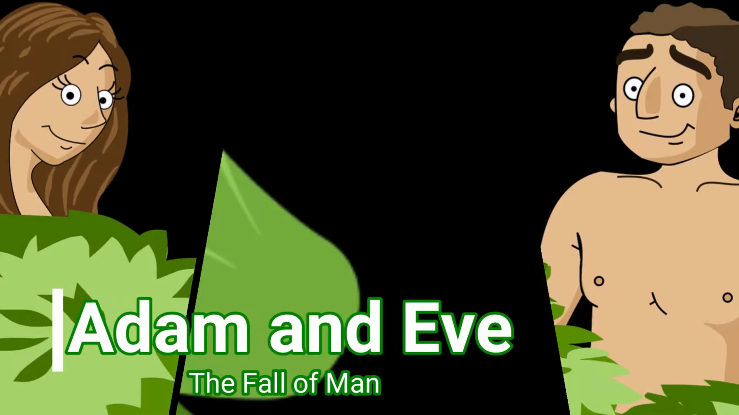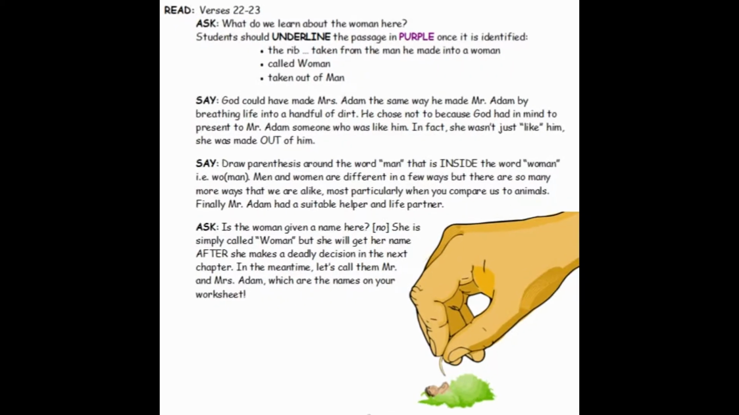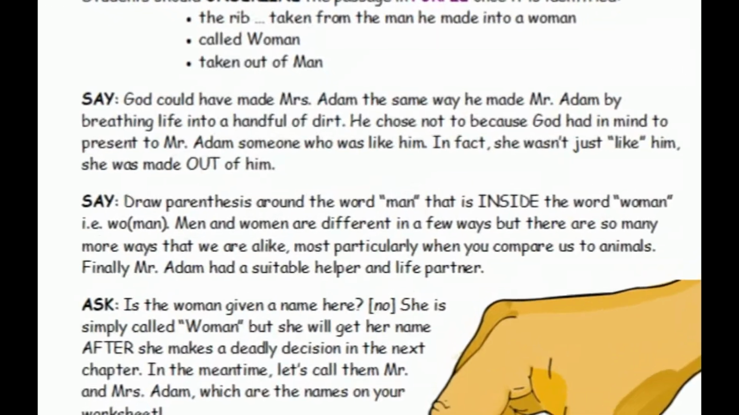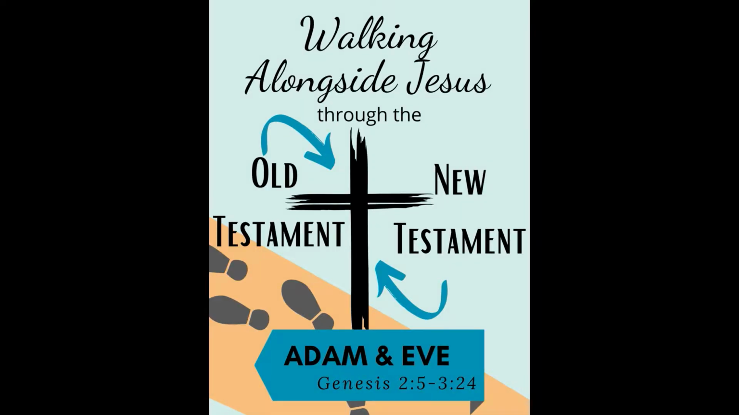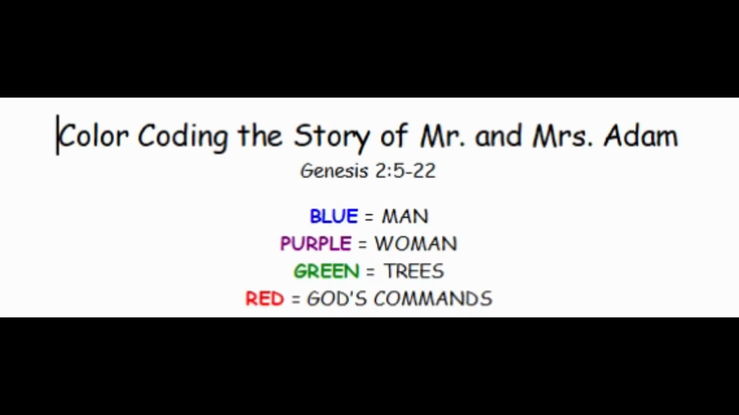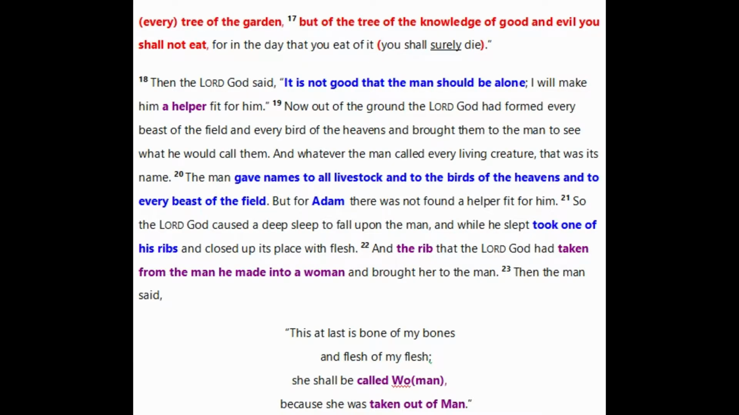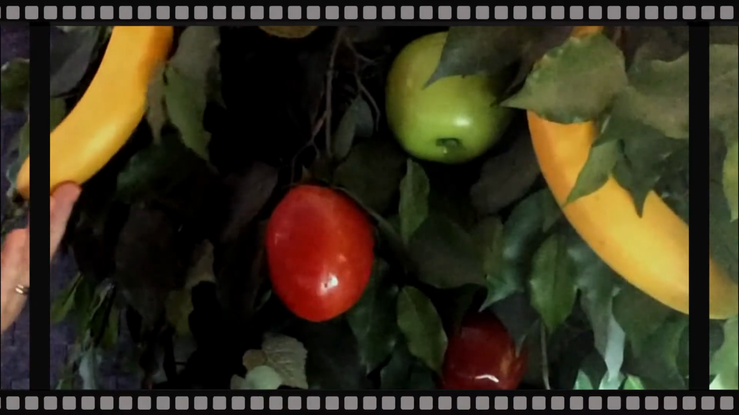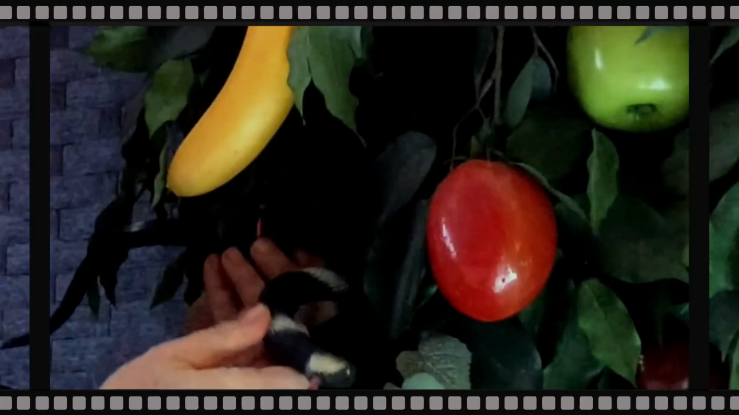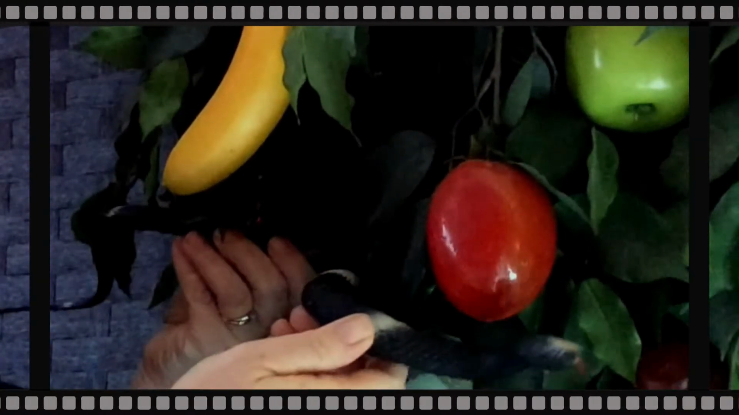This comprehensive 16-page lesson plan with clear do, say, read conversational wording takes your students through Genesis 2:5 through chapter 3 and includes the following activities. Students color code Genesis 2 to provide a deeper understanding of the man, the woman, the trees in the garden, and God's commands. Using a Garden of Eden tree as a prop, students read a provided script and act out Genesis 3 so that this familiar story becomes fresh.